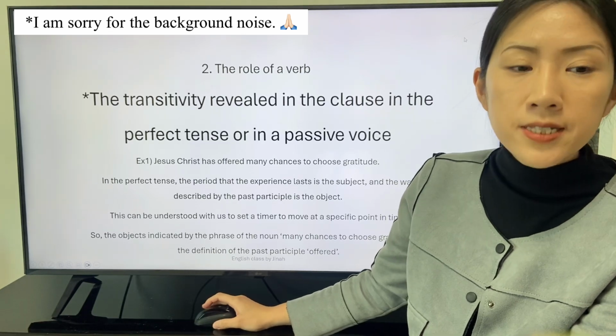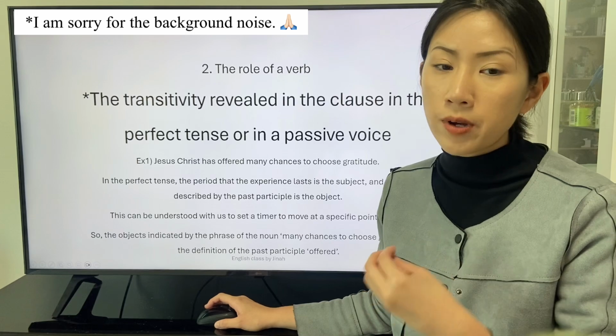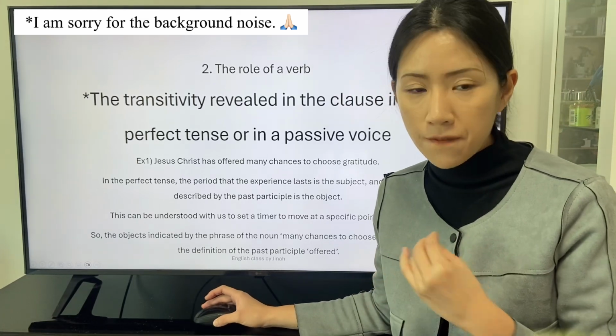So, the object indicated by the phrase of the noun, many chances to choose gratitude, gets the definition of the past participle offered.